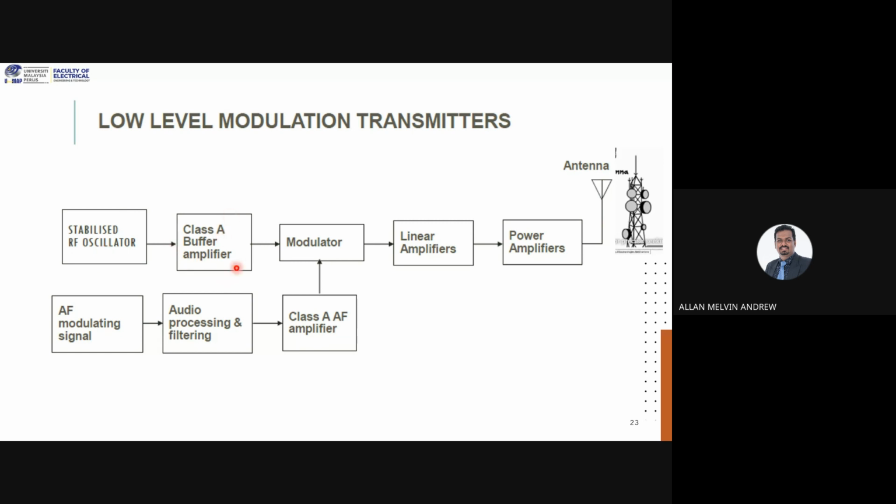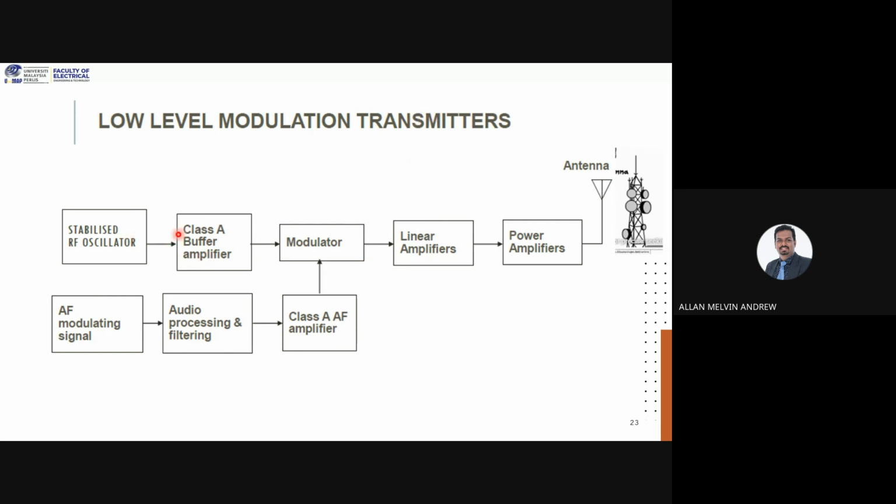It will be amplified, and here is your message, or we call it the modulating signal. So your message, for example your speech or any sound, will go through audio processing. It will be filtered and amplified. Then the modulation, which we know: your carrier signal will join with your message signal. Then it will be modulated, power amplified, and passed to the antenna. This is typically the standard procedure for modulation and transmission.